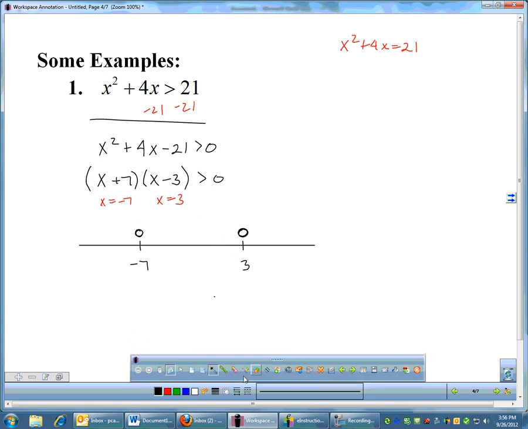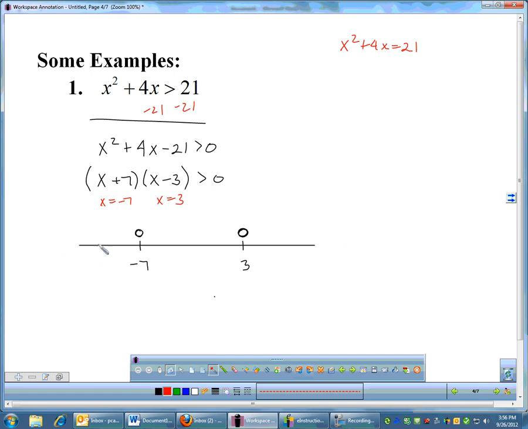Something that I have seen people do with these problems is put a dashed line right here, just to kind of point out where your initial numbers were. If you want to do that, you can. I don't know if it's absolutely necessary. I personally don't do that.